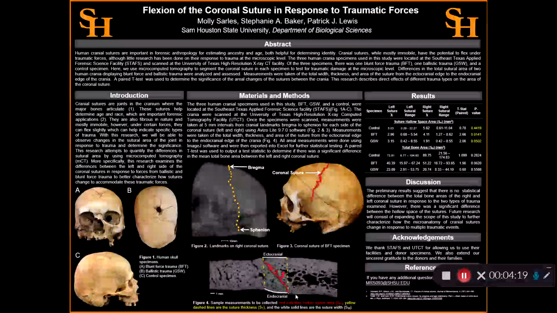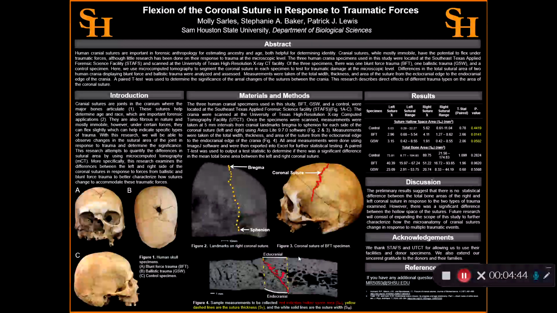Overall, we'll be looking at the hollow space area, the suture thickness, and the suture width, and all of these will help determine our total bone area. This hollow space area, which is our actual suture in these slices, will be outlined or highlighted in red, and then these dotted lines will represent our suture thickness.